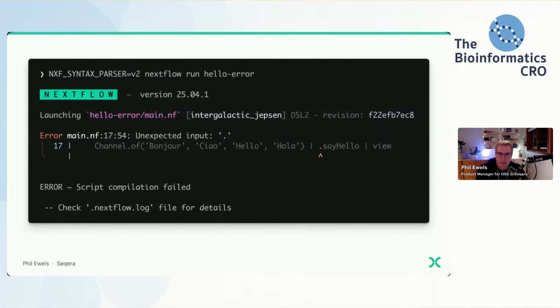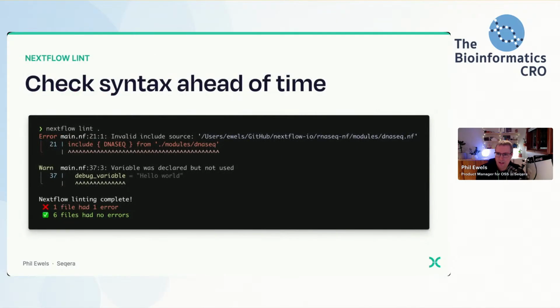And here you can see it even indicates the exact character which is wrong. And you can go straight there. It's just, again, way better. And we have a lint command. So you can run, as part of your continuous integration tests, for example, linting just to find those validation errors before you even run the pipeline.